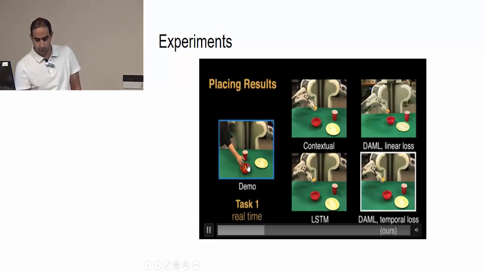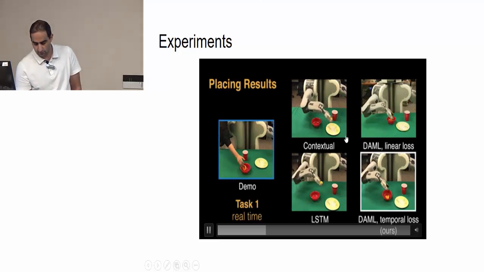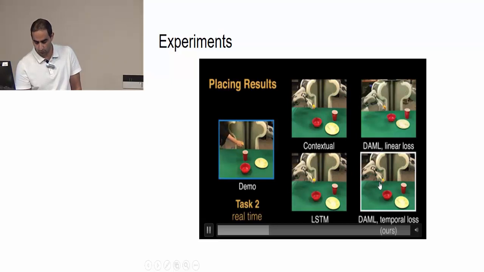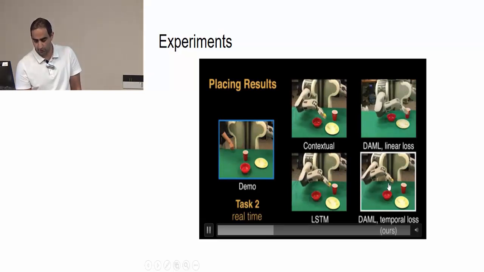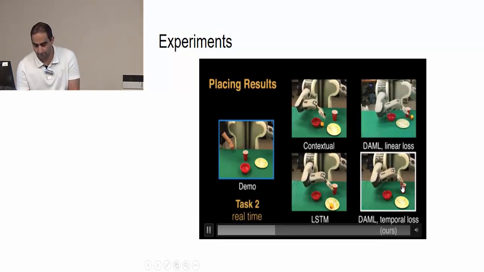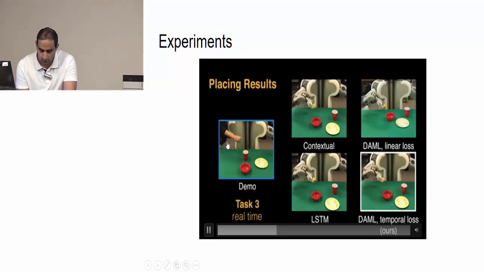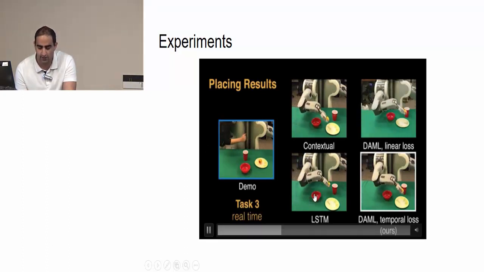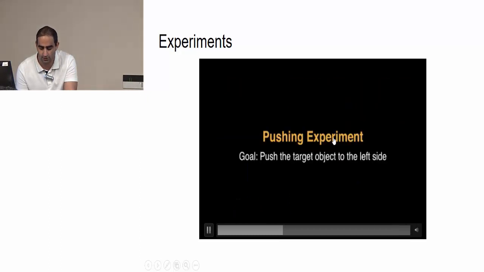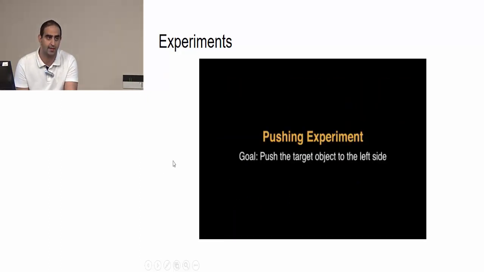Here, the task is to put the thing into the red container, and you can see that other approaches cannot work as well as our approach. And if the person puts the thing into the red cup, now our approach looks at this demonstration and performs the action. And if the task is to put into the white plate, you can see this contextual and LSTM require lots of data in order to be able to perform those tasks, and do not work well on different objects.